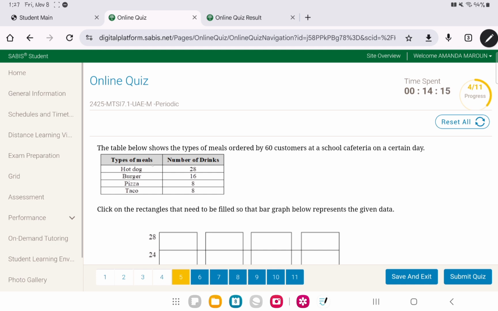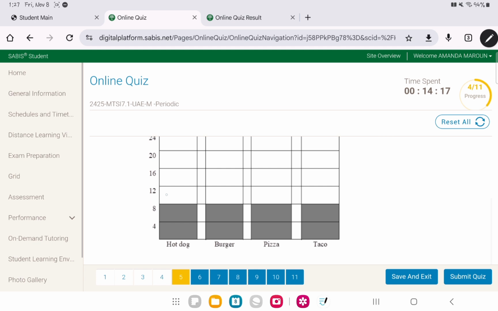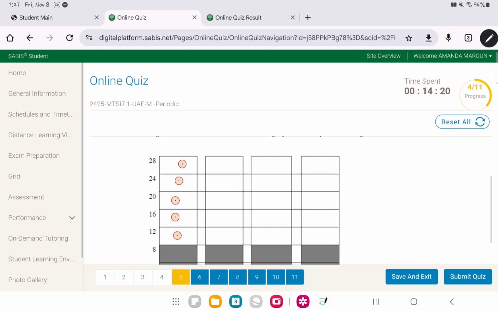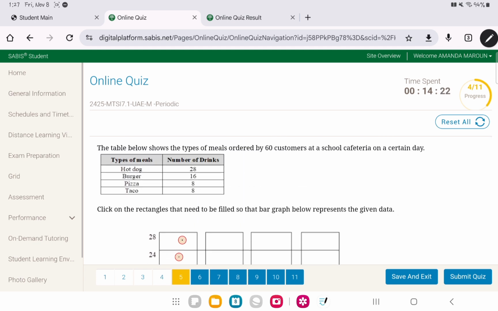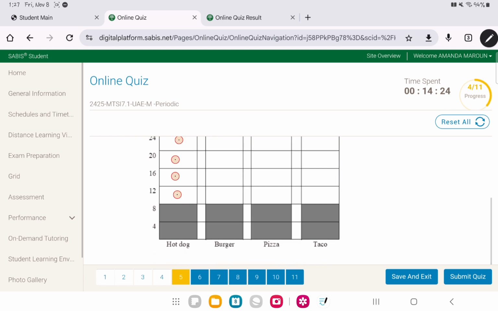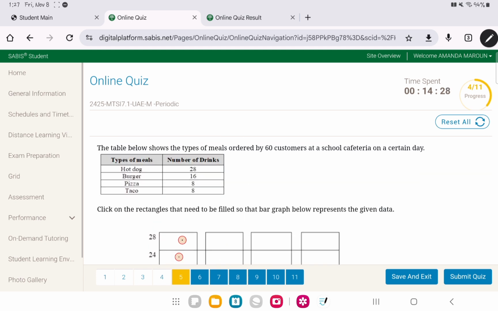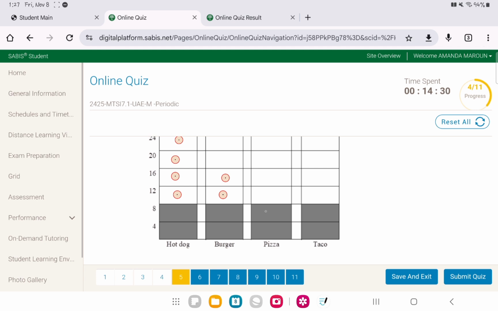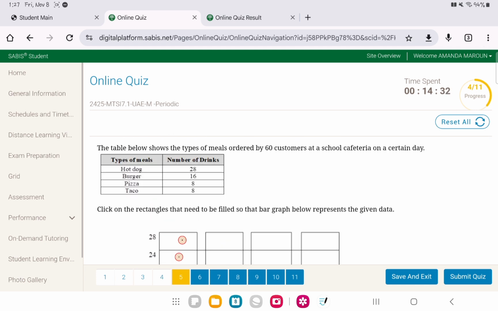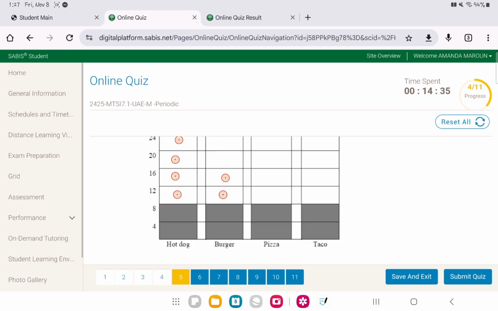Okay, so hot dog gives us 28 drinks, so we take all of it until 28. Then the burger gives us 16 drinks, so we take all of it until 16. Then the pizza gives us 8. It stays 8. We don't do anything. And then the taco also is 8, so we don't do anything. If you want to double check, click. It will tell you, please unselect one of your choices. That means you did it correct.